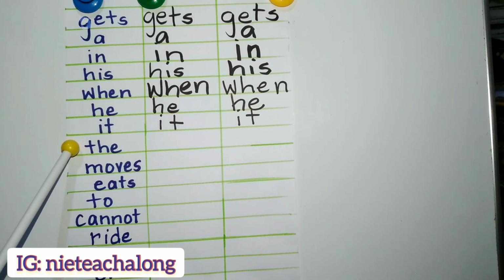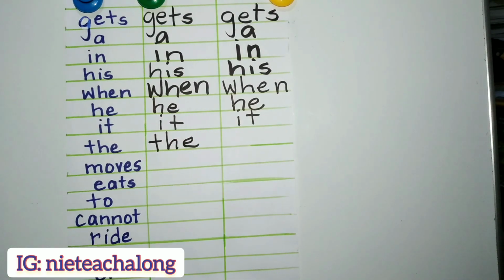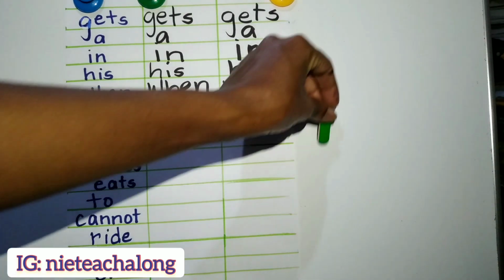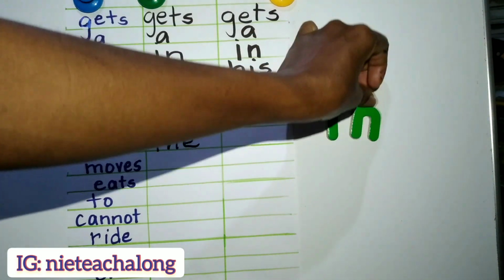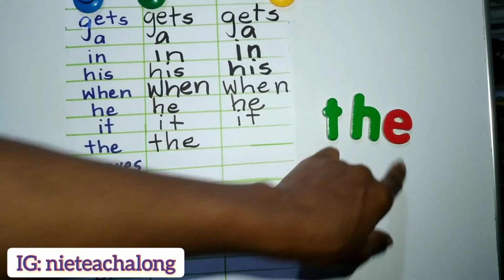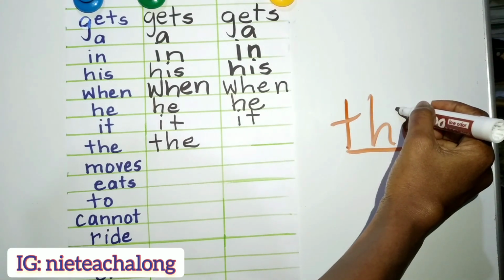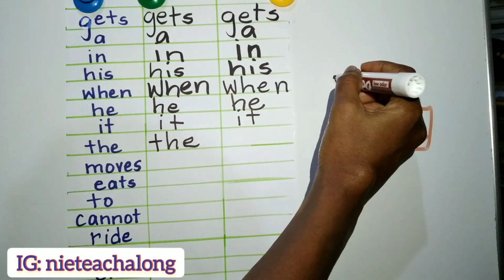The. The. The. This word can also say the. Write the word. T. H. E. The. Build the word. T. H. E. The. Draw it out. Short letter. Tall letters.